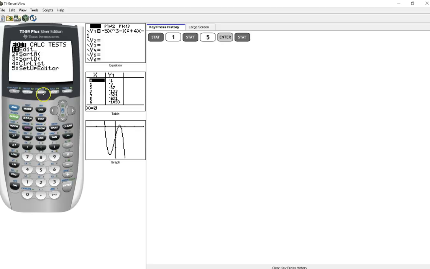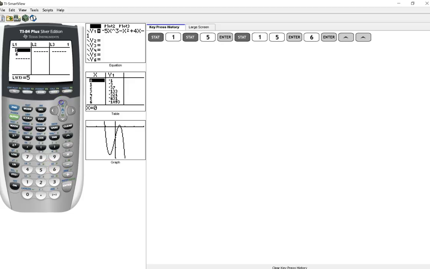The other thing you might want to do is if there's lots of data in there, you can go to number four and clear list, or if you go back into edit, if you have some data in here, you just have to go to the top of the list and hit clear, enter.